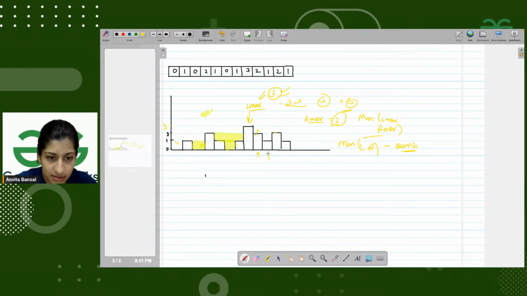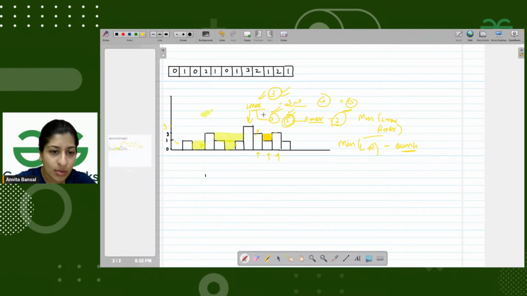At this index, what is the left max? Left max says I am 3. Right max says I am 2. So what is the minimum of these two? That is 2. Now 2 minus its own height, that is 1. So basically one unit of water can be stored here, right? Okay. At this index, what is the left max? Left max is 3. Right max is what? See, including it, the right max that I'll get is 2 only.